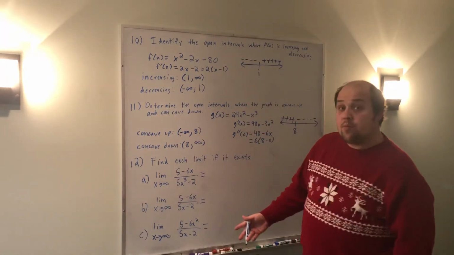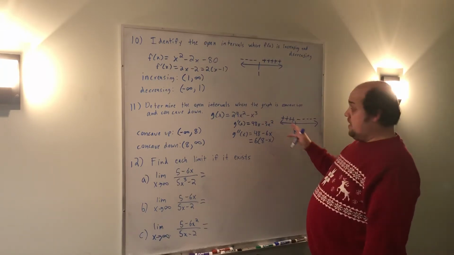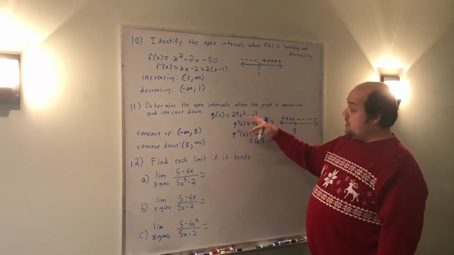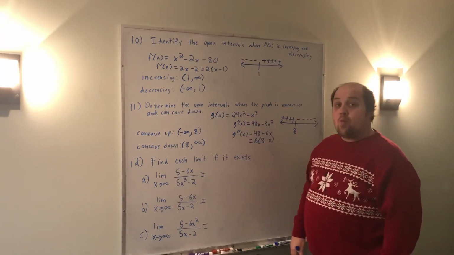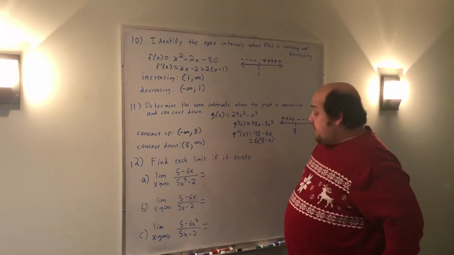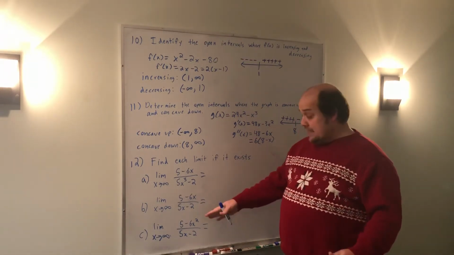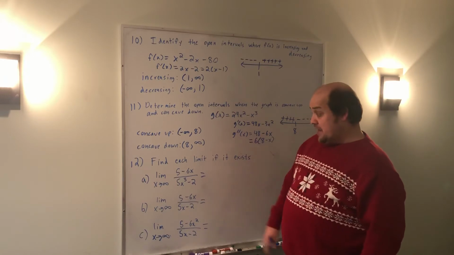If it asks me what the point of inflection was, the point of inflection is x equals 8, and then I plug 8 back into here to solve out and find what the y value is that goes along with it. Number 12 asks me to find each limit if it exists. I will say that C is a little tricky here, so pay attention when I get to it.